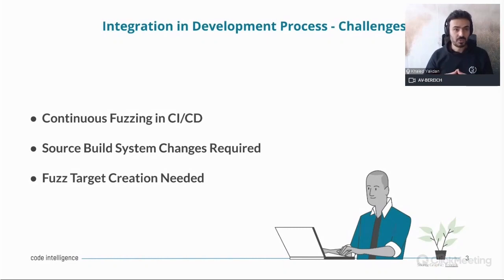In large projects, you partly have different build systems for different components. In some cases, you have the compiler hard-coded into the build script, which makes it less configurable. So you have to be aware of these options and changes that you need to do in order to have effective fuzzing.